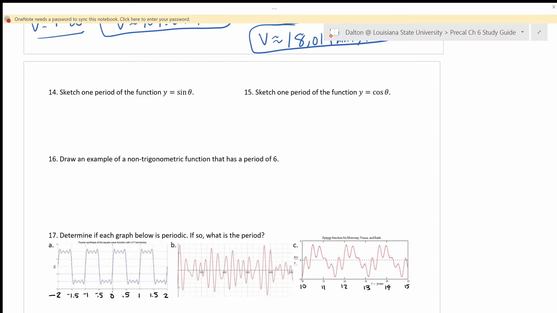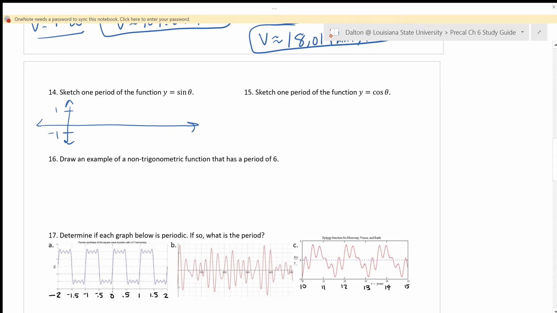Okay, so this is part 2 of your chapter 6 study guide, second page. Number 14 says sketch one period of the function y equals sine of theta. You need to be able to sketch sine and cosine functions, the parent functions anyway, without the aid of a calculator. Even though you're going to have the aid of a calculator on your test, with it being 18 questions and you having to finish in class, you don't want to be caught in a bind of like, oh, let me just check what sine looks like.